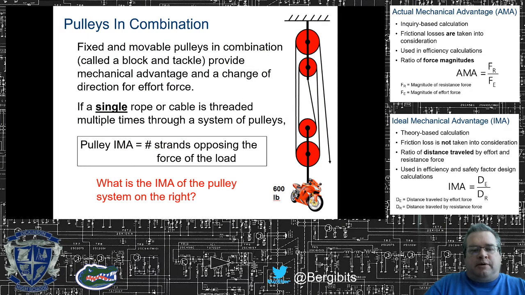Pulleys in combination, mixed and movable pulleys in combination. If a single rope or cable is threaded multiple times through the system, the number of pulleys equals the number of strands opposing the force of the load. So in this case, we have 1, 2, 3, 4 strands opposing the load, which is the motorcycle, and so we have an IMA of 4.